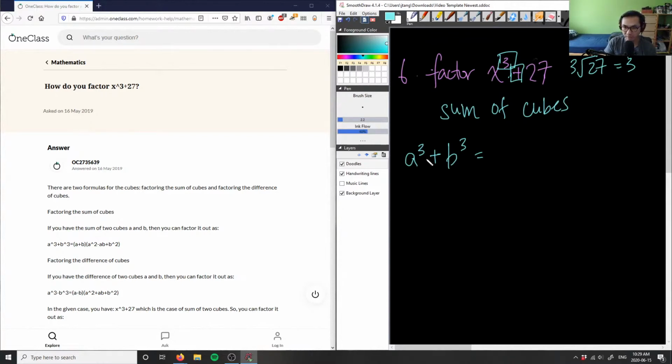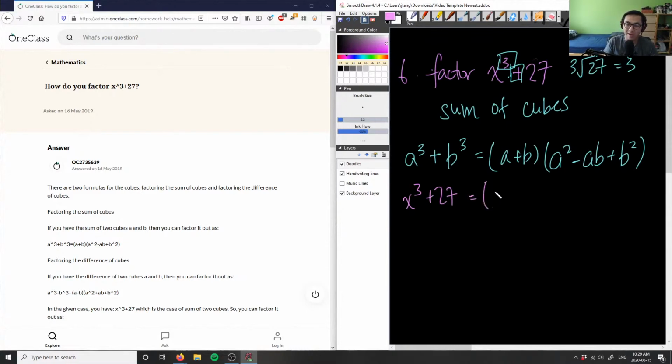So back to the formula, we have a cubed plus b cubed is going to equal a plus b times a squared minus ab plus b squared. And this here is going to be our formula for the sum of cubes. Now we can use this formula to solve for this guy here. We have x cubed plus 27. So what is this going to equal? Well, this is going to first equal a plus b, and a and b are simply the cube roots of these terms.